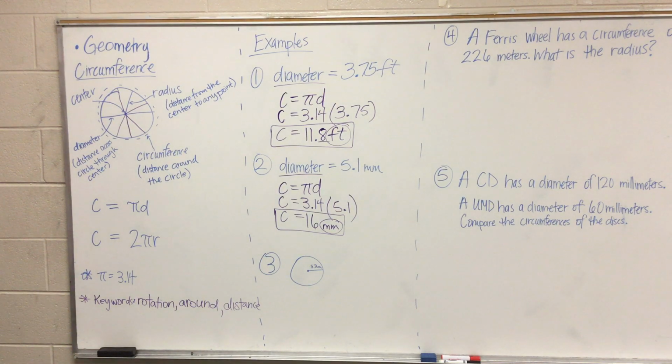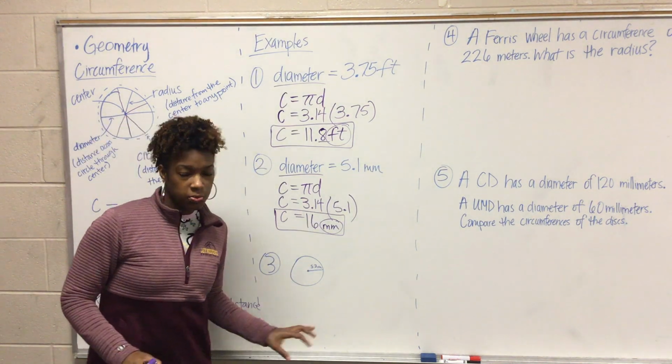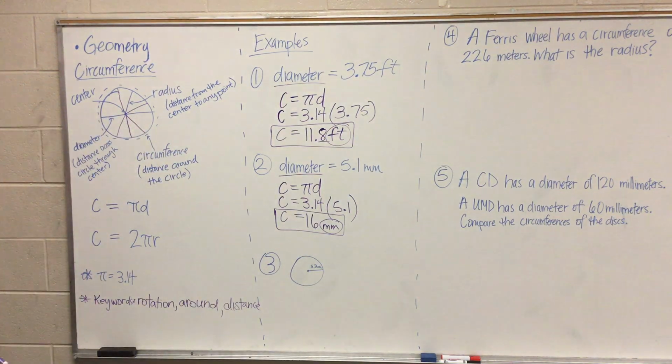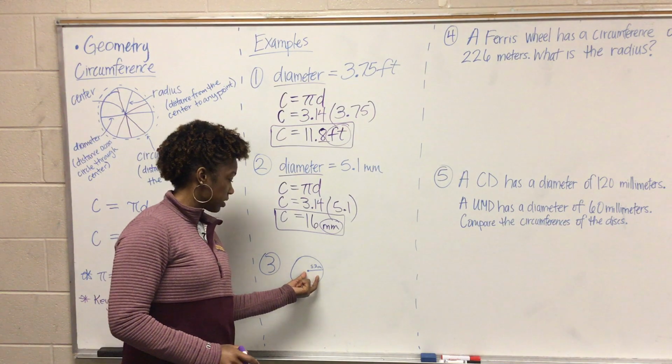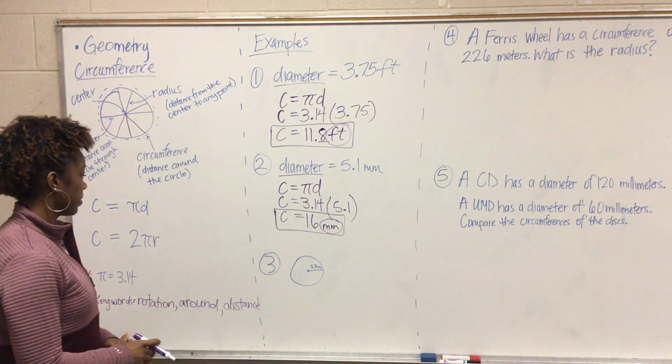So number 3. Here we do not have any words. We have a picture. So radius is here.